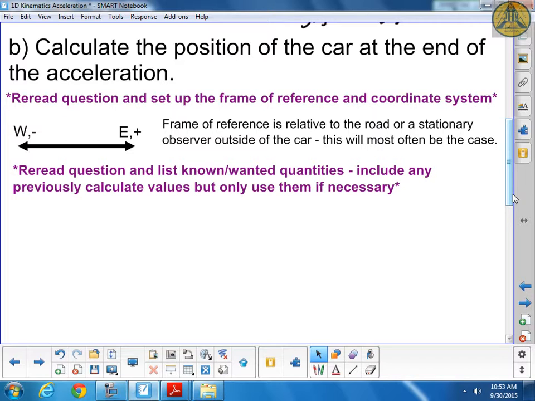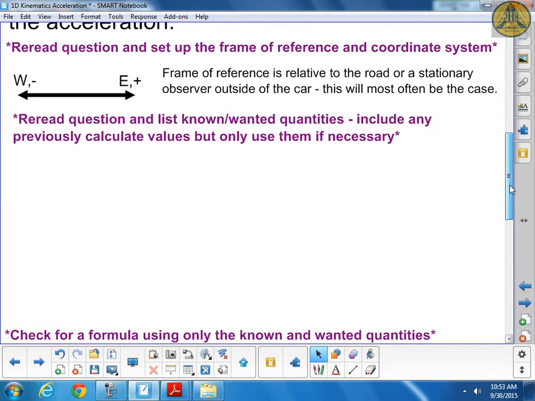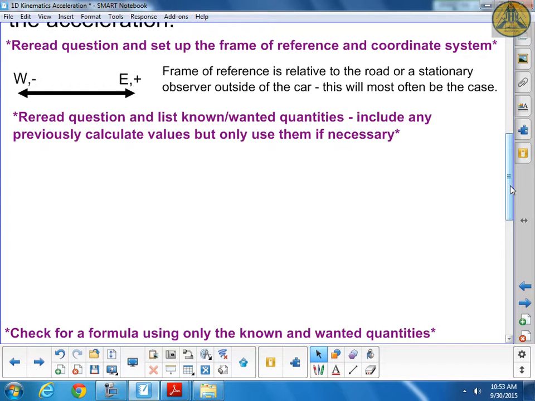All right. So now we're going to calculate the position. Set up our reference system and our coordinate system. So nothing has changed here. We could have done that for part A as well. So west is negative, east is positive. Frame of reference is always the ground, relative to the ground, surface of the earth. We're assuming it's not moving or rotating. East positive, west negative. So reread the question, write down everything we know again. Even if you've calculated something else, we're going to use that 3.43.